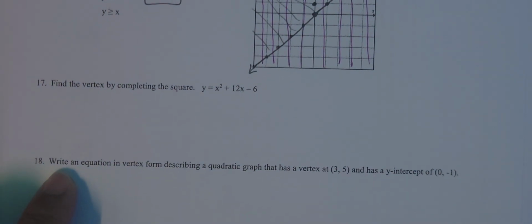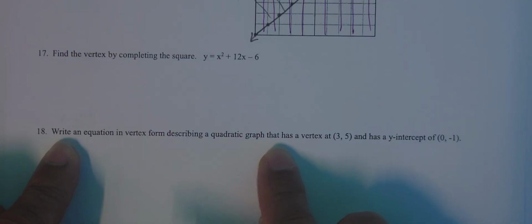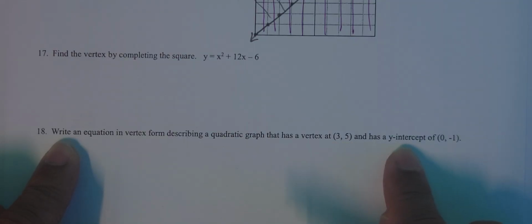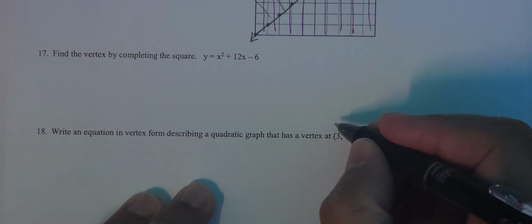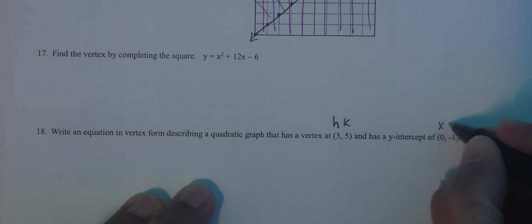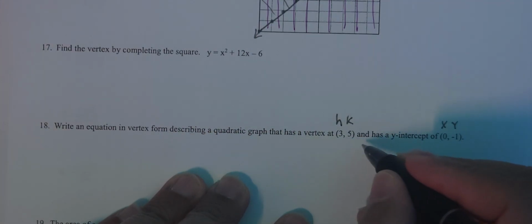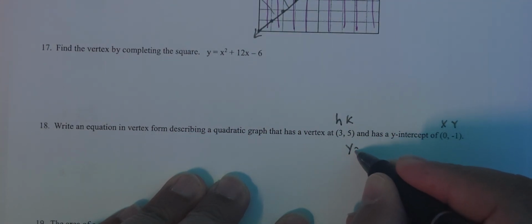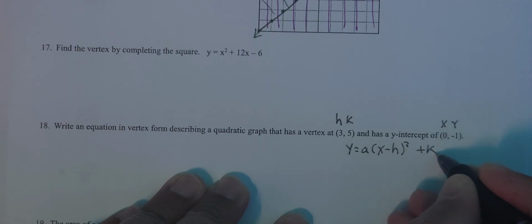This one says, write an equation in vertex form describing a quadratic graph that has a vertex at 3, 5 and has y-intercept of 0, negative 1. Okay, so we know this is the vertex, so this has to be h and this has to be k. This is an x value and this is a y value. Okay, so I'm going to copy the formula for the equation in vertex form. So y equals a times x minus h squared plus k.